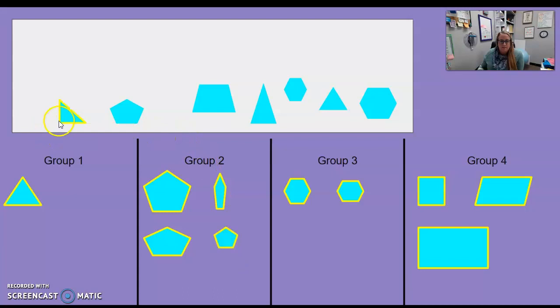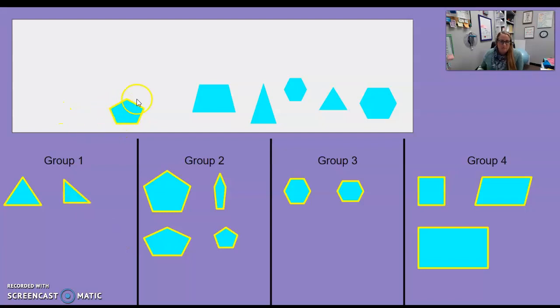All right, let's look at this. 1, 2, 3. It's a three-sided figure. A three-sided figure goes in which group? Number 3, right? Group 3, 3 sides. That makes sense. Oh, doesn't? Where's it go? You're right, it goes in group 1.